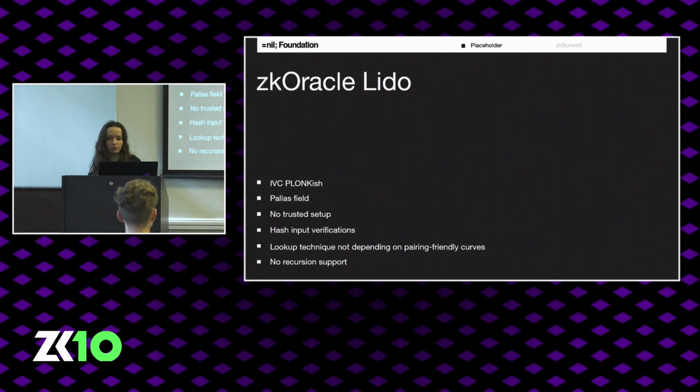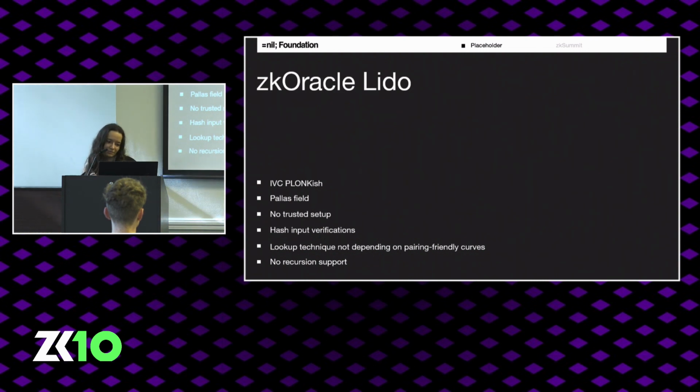Yes, it wouldn't be so for each hash function. It would be some sub-tree of the Merkle tree, but it's a better option to use the IVC approach. It's a strict requirement from LIDA. There is no trusted setup, so we would use Pallas fields. We need hash input verification. It would be again a SHA function, so we need a lookup technique that doesn't depend on pairing-friendly curves.